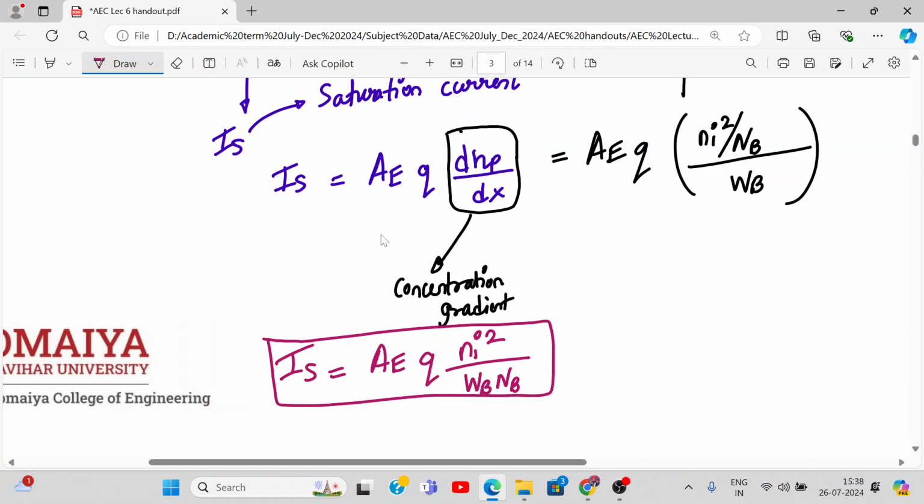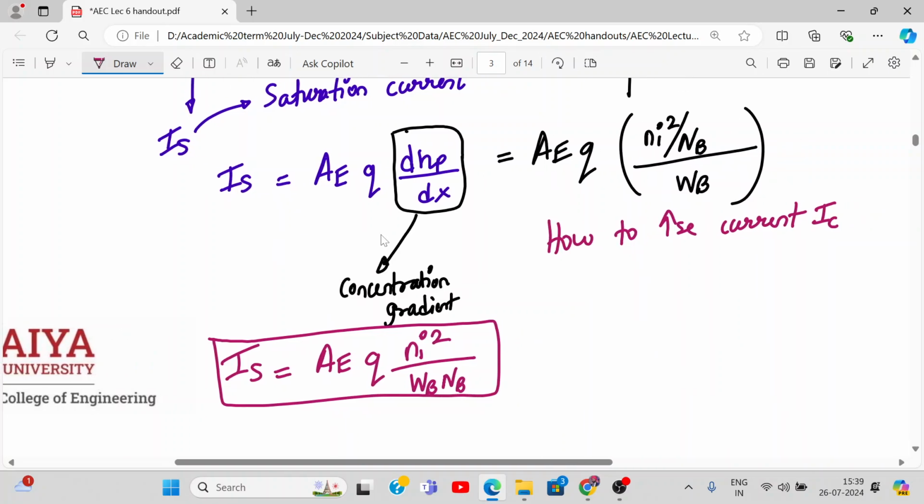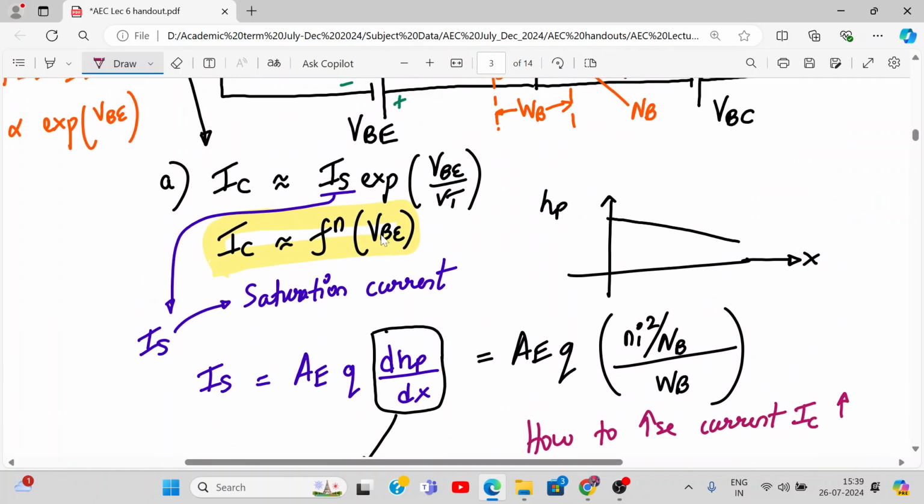Why am I doing all this? I want to increase the current. I want to design this BJT such that the current out of the BJT is very, very high. Now how will I do it? How will I increase my current? How to increase current IC? Tell me. One solution will be, you will say, sir, increase VBE, but at one point of time you cannot go on increasing VBE, right? VT also is temperature dependent. You cannot control it, right?